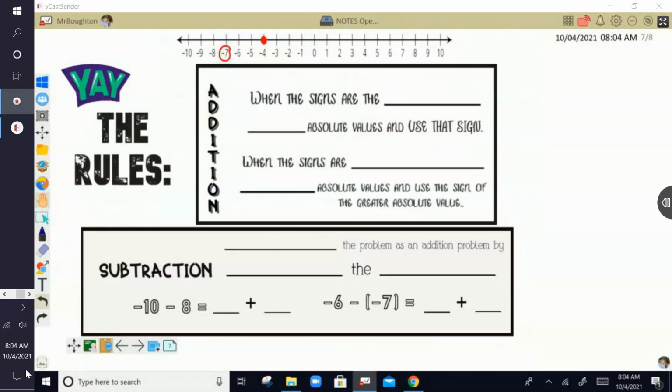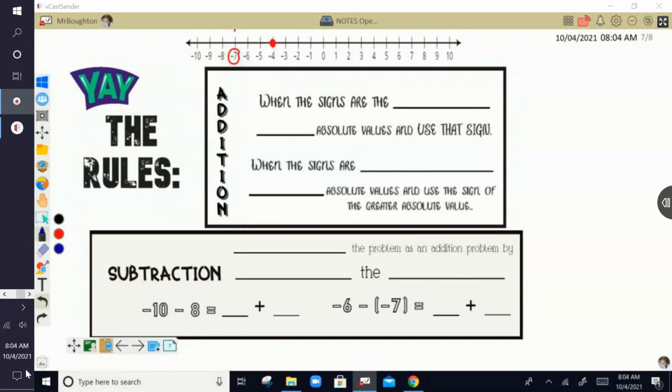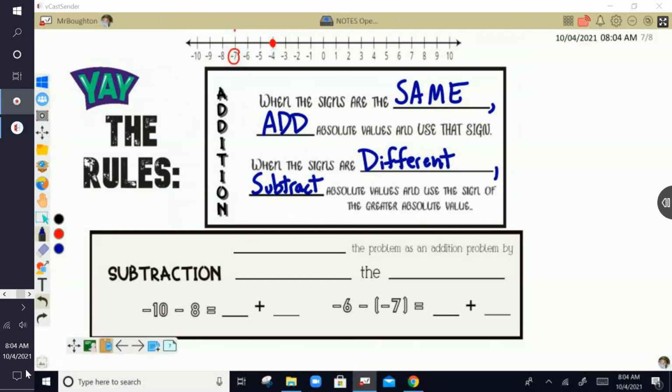The addition rules right here are review. So let's just review addition. When the signs are the same, we add the absolute values and use that sign. Here we know that if the signs are different, then we are going to subtract. And then we'll use the sign of the greater absolute value.